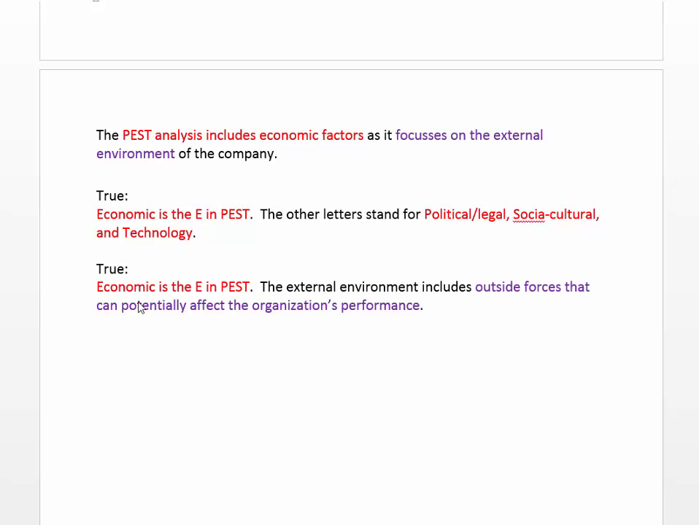In the second example, I once again have the red to relate to this, but I'm using the second part. It's talking about external environment, so I flip over to say about the external environment. It includes outside forces that can potentially affect the organization's performance. Once again, you can go either way with those 2 pieces. Let's try another one.